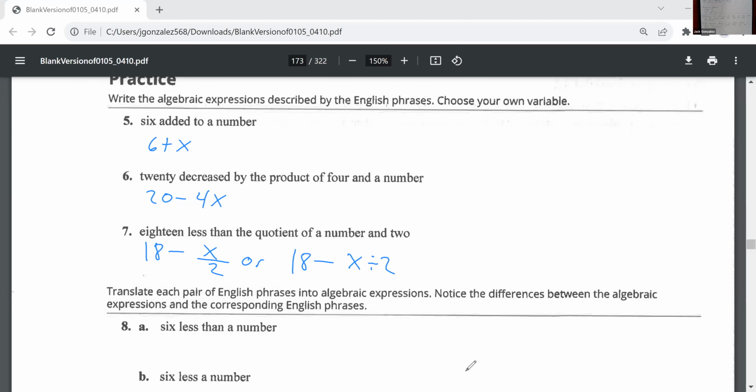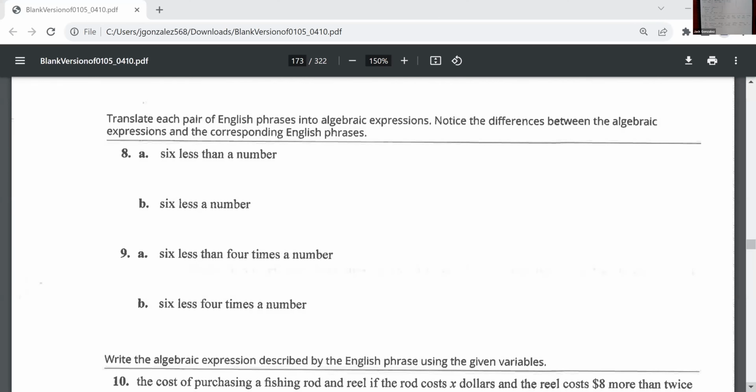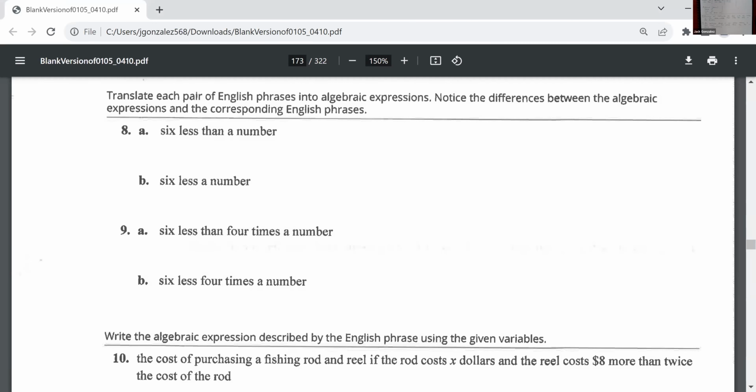Any questions on those first 3? No. I'm just translating. Eight, please.